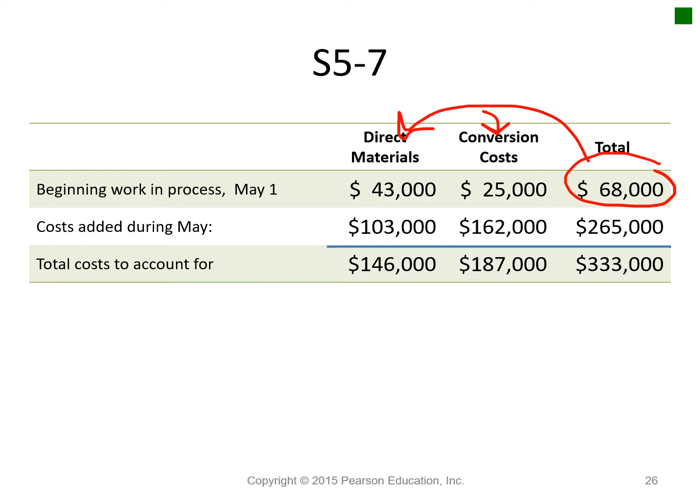You just have to add it to the right column. So for total direct materials, it's going to be 146. For total conversion, it's going to be 187. And if you add those two together, you get 333,000. That's your total dollars to account for.